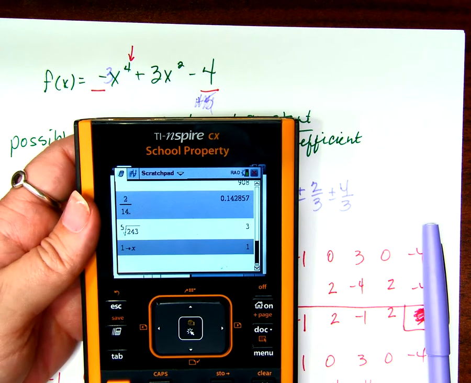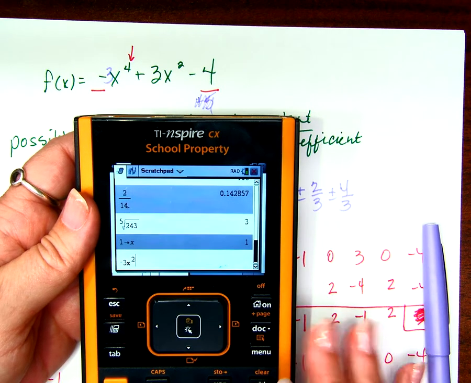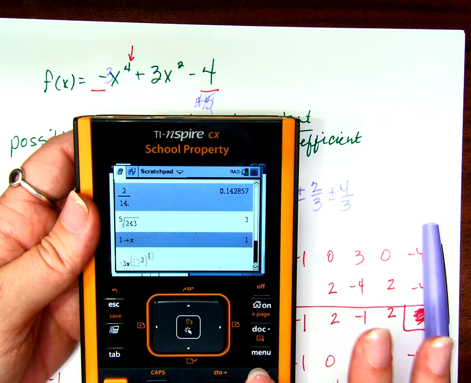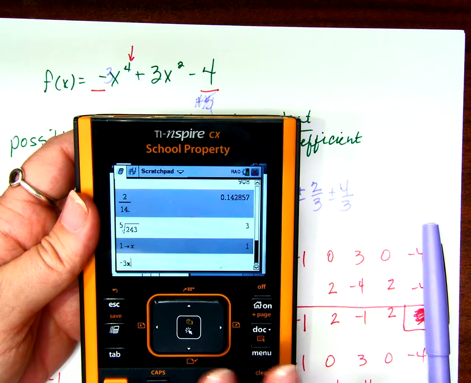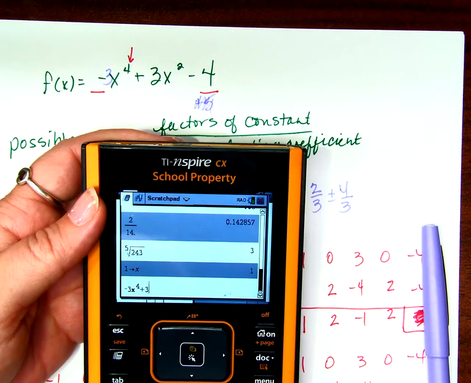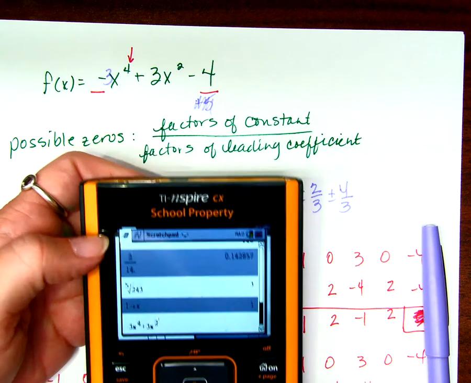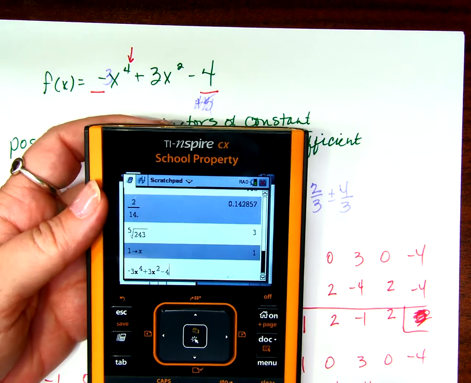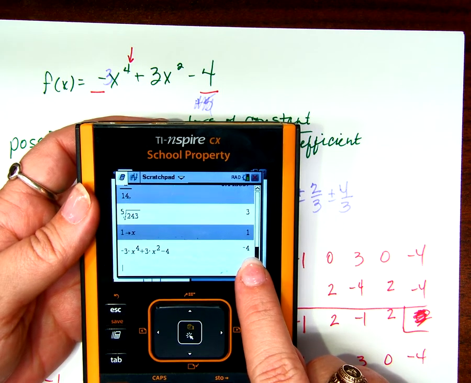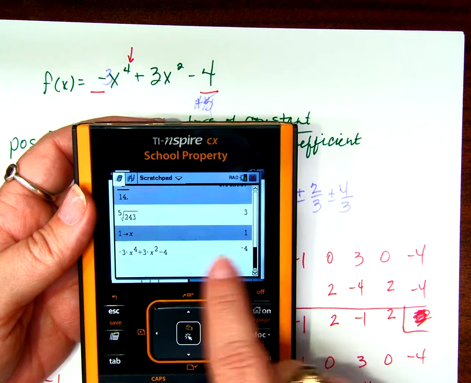Now I'm going to say to my calculator, -3x raised to the 4th, and then plus 3x squared minus, or was it +4? No, it's -4. Like that. Well, what does that say? -4. That means the calculator took a 1 and plugged it in everywhere there was an x and evaluated it.